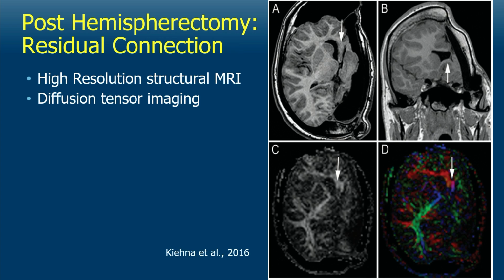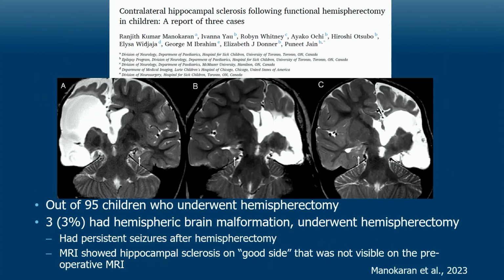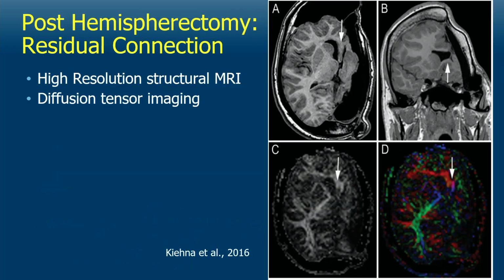This is another example of a patient who had hemispherectomy on the left side and developed recurrent seizures. The top two images are the high-resolution structural imaging, and the bottom two images are the diffusion tensor imaging. Again, you can see from the arrows there is a residual connection, and it is really small, somewhere in the order of 2 to 3 millimeters in thickness.